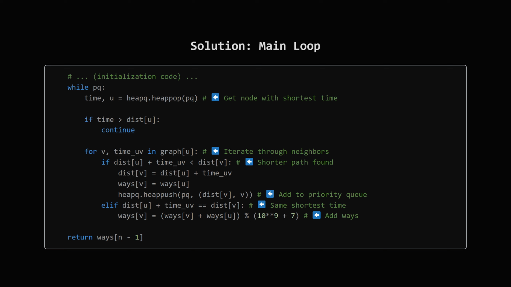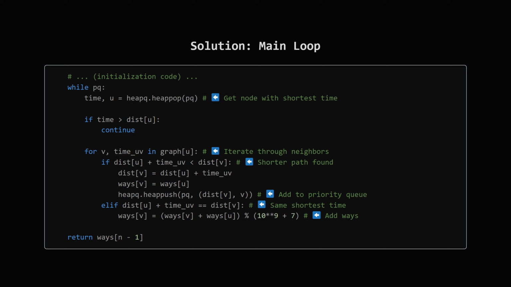Then, we iterate through the neighbors v of node u. For each neighbor we check two conditions. First, if the time to reach u, plus the time to travel from u to v, is less than the current shortest time to reach v, we've found a shorter path. We update dist and ways, and we push v onto the priority queue.